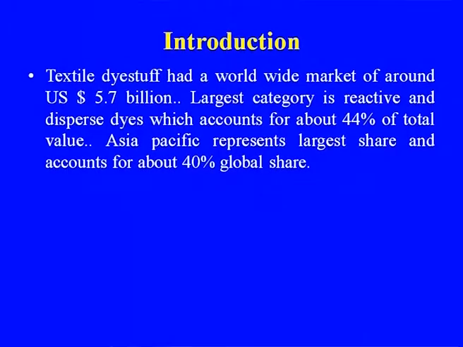Textile dyestuff had a worldwide market of around 5.7 billion. The largest category is reactive and disperse dye, which accounts for about 40% of the total value. Asia Pacific represents the largest share and accounts for about 40% of the global share.